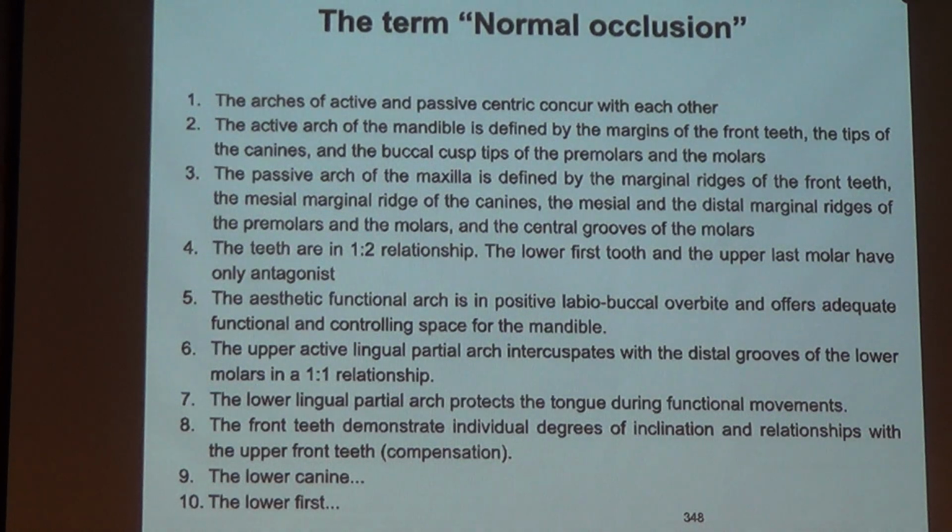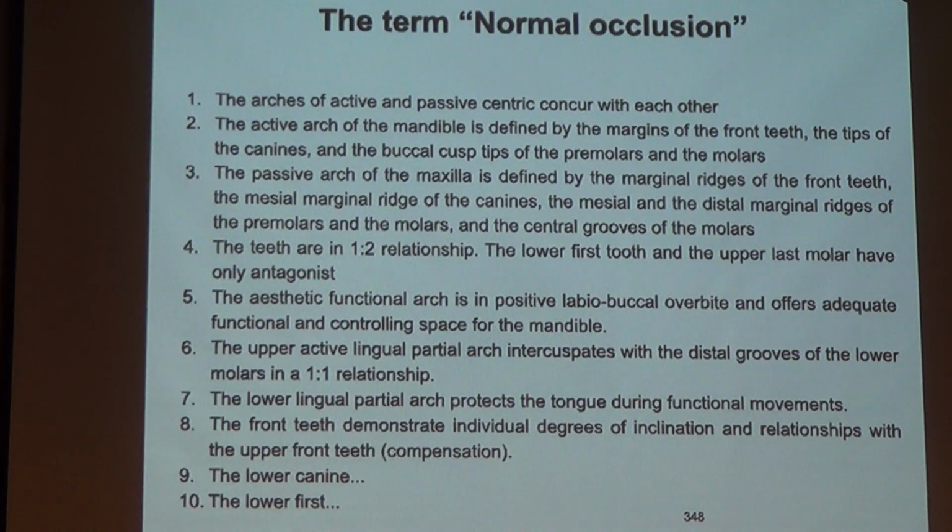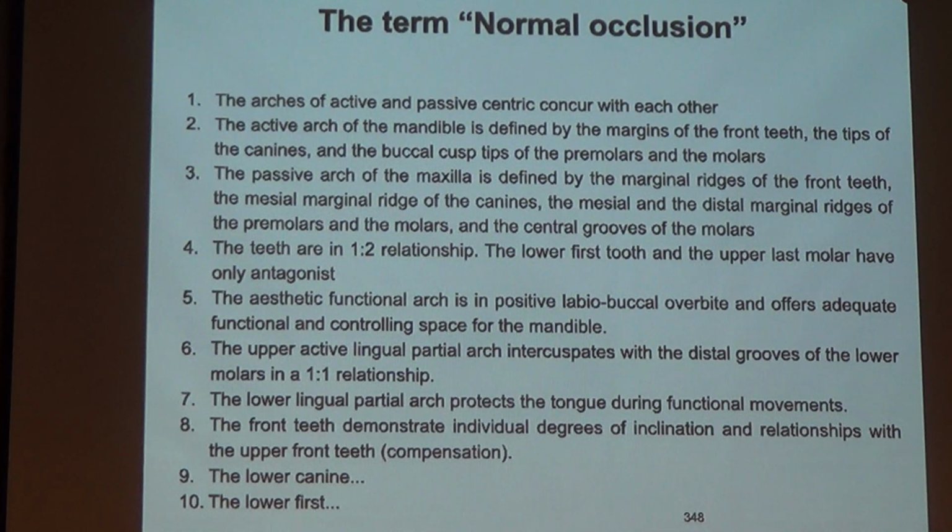In the front teeth, K9 to K9, demonstrate individual degrees of inclination and relationships with the upper front teeth, because this is a kind of compensation depending on the way you finish your case. Thì cái mối tương quan từ răng ba này tới răng ba kia, gọi là cái nhóm răng trước á, là nó có cái góc độ nghiêng và cái liên quan với cái răng hàm trên, tùy thuộc vào từng người.